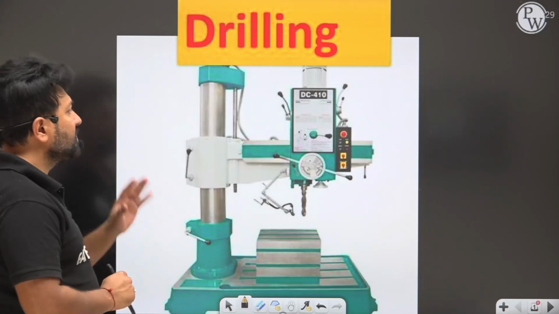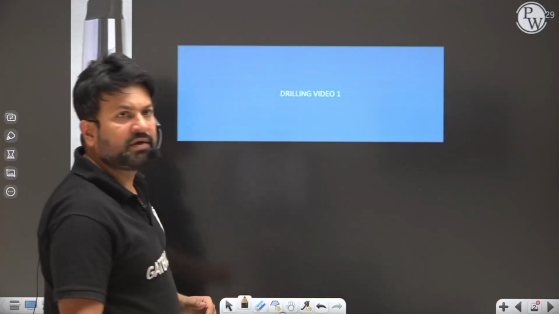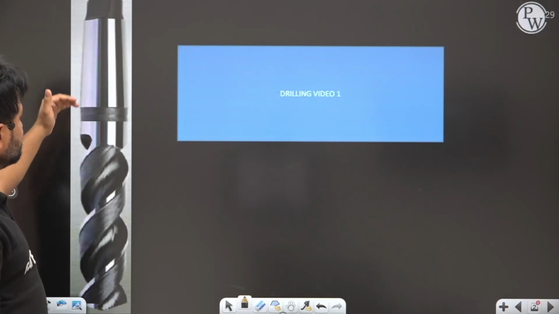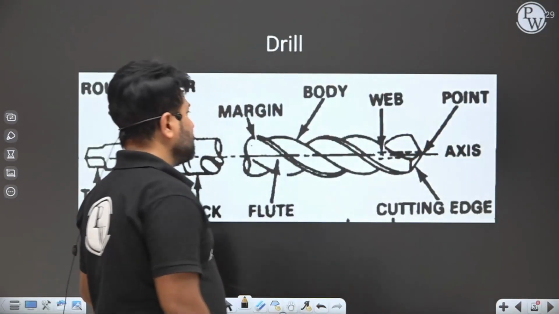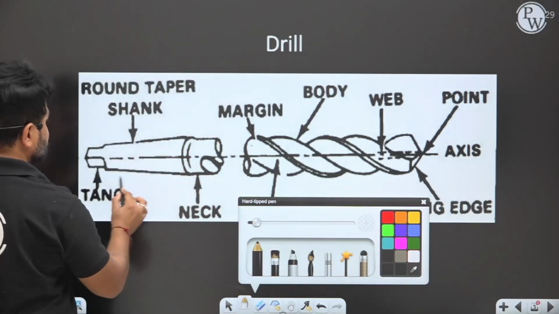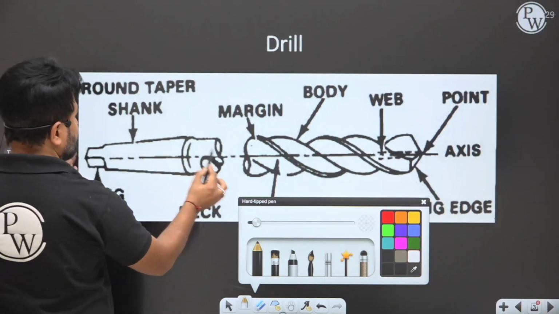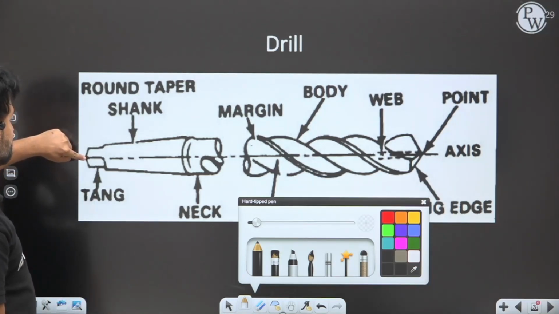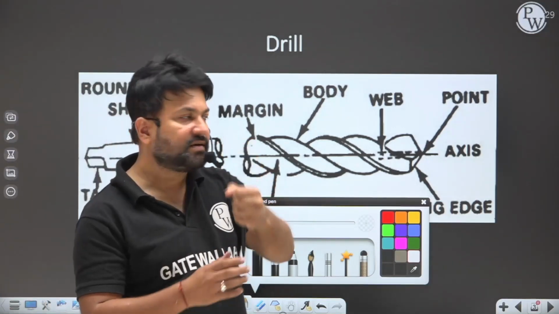Now we are going to start a drilling operation, right? So my dear, in drilling, you have seen that this is a drilling tool. In drilling there are various components which we are going to discuss one by one. Let me discuss the drill tool. This portion is known as shank, the top part of the body. This end portion of that shank is known as tang. Basically this tang is going to fix into the drill chuck, right?